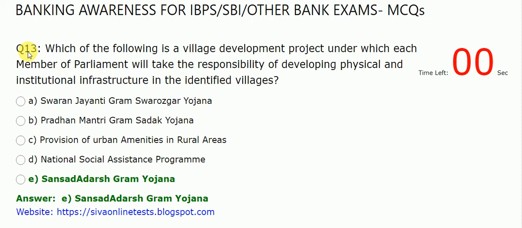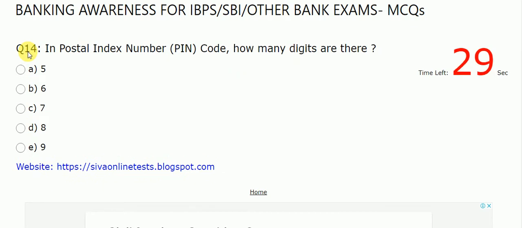Question 14. In a postal index number, PIN, code, how many digits are there? Options. A. 5. B. 6. C. 7. D. 8. E. 9. Answer. B. 6.